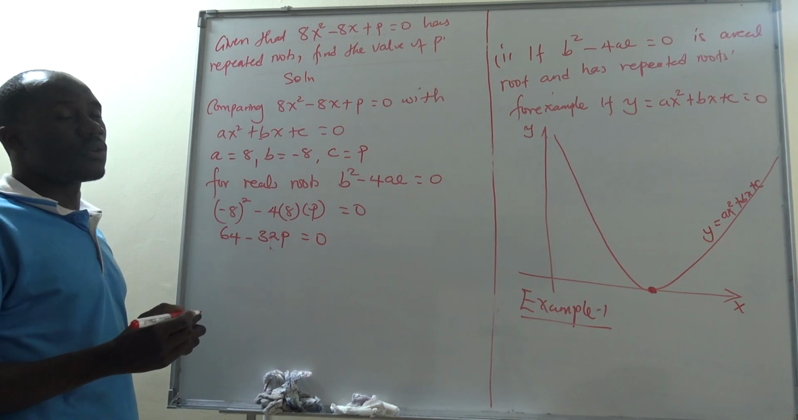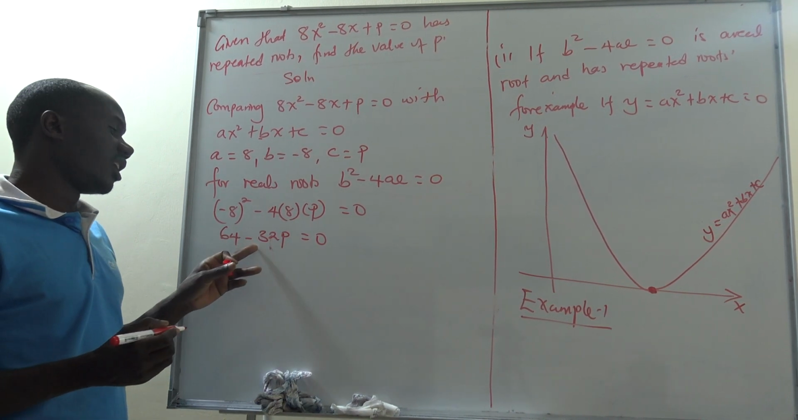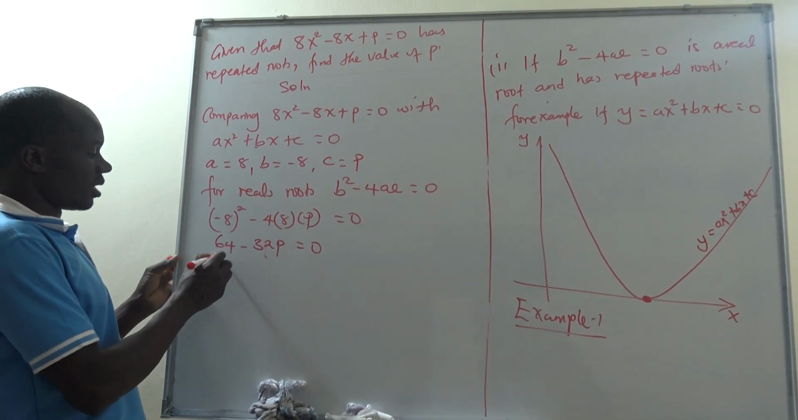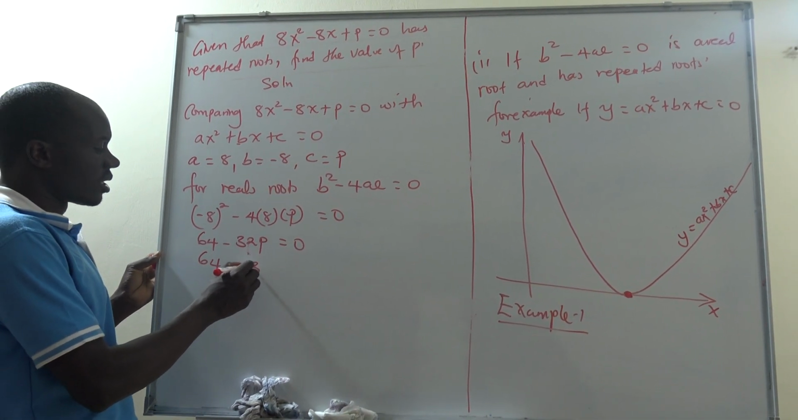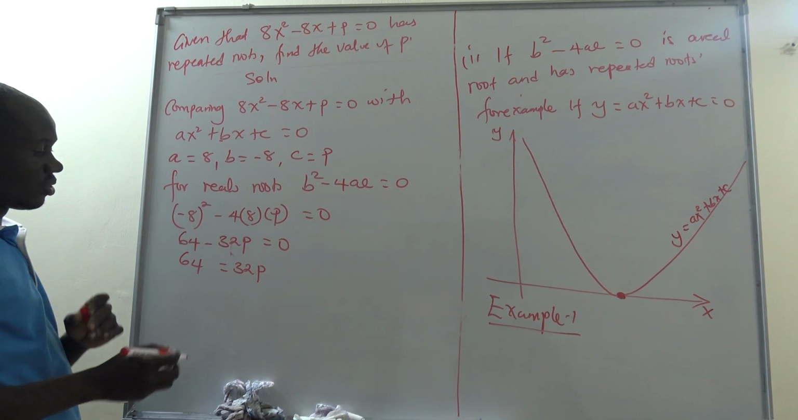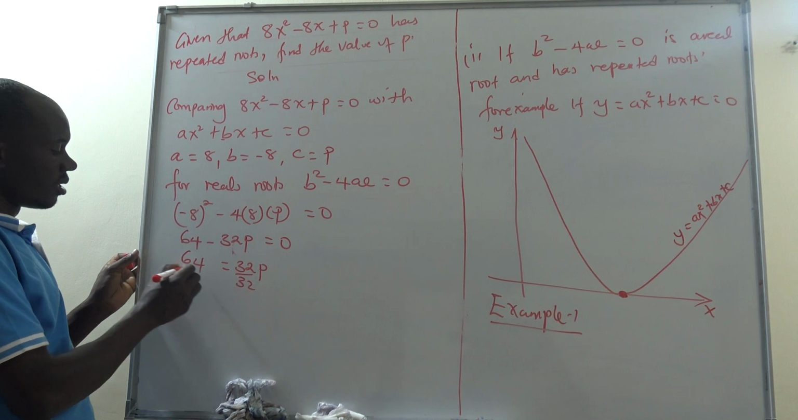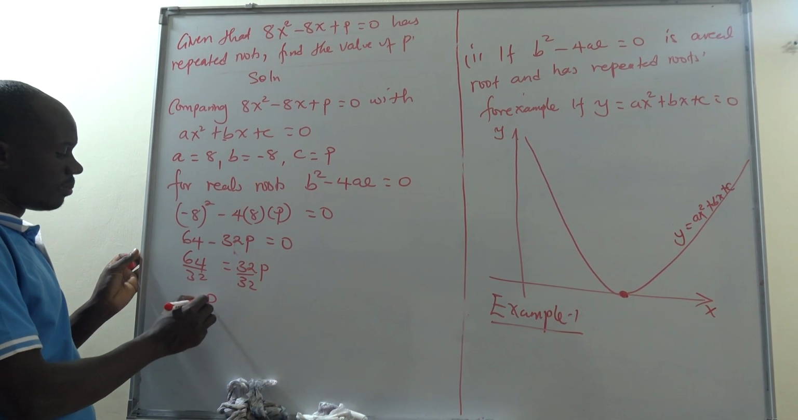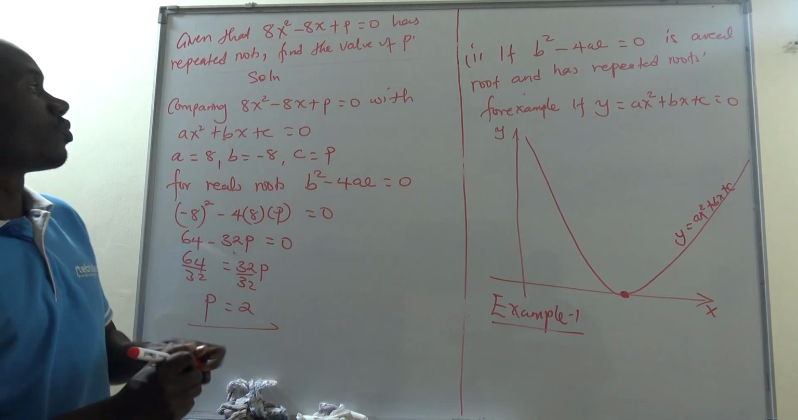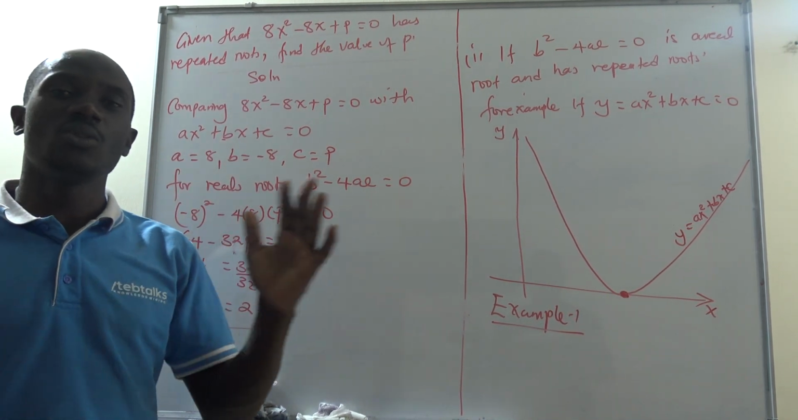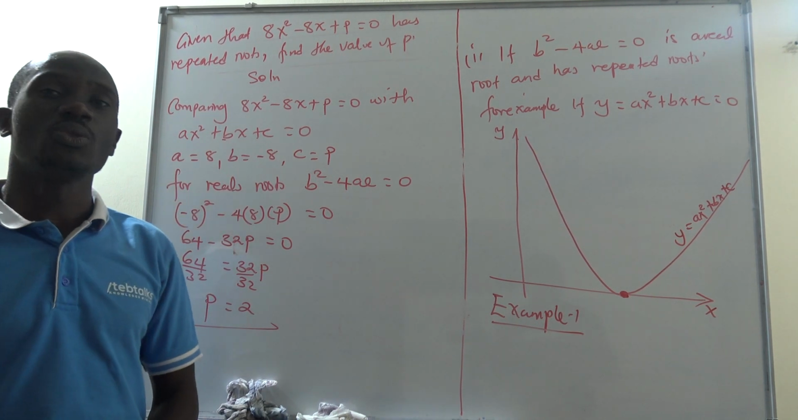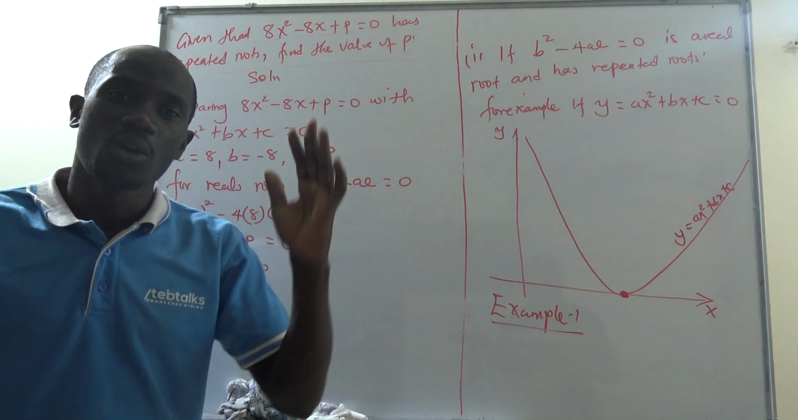Then you can now collect like terms. This one is a negative. When it goes outside, it becomes a positive. What is happening? We get 64 equals 32p. On both sides, divide by 32. What is p? p equals 2. You would have already come out with the value of p if they have given you a condition that the equation has got repeated roots.